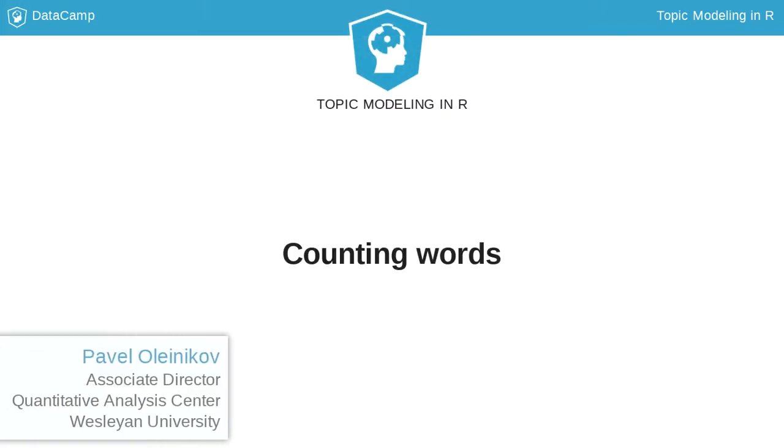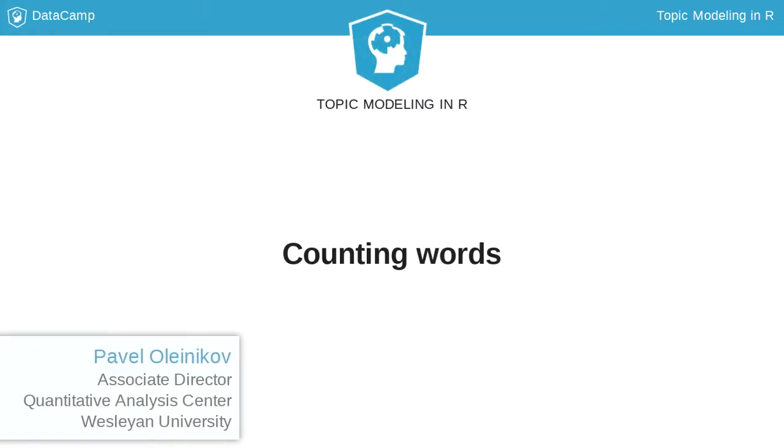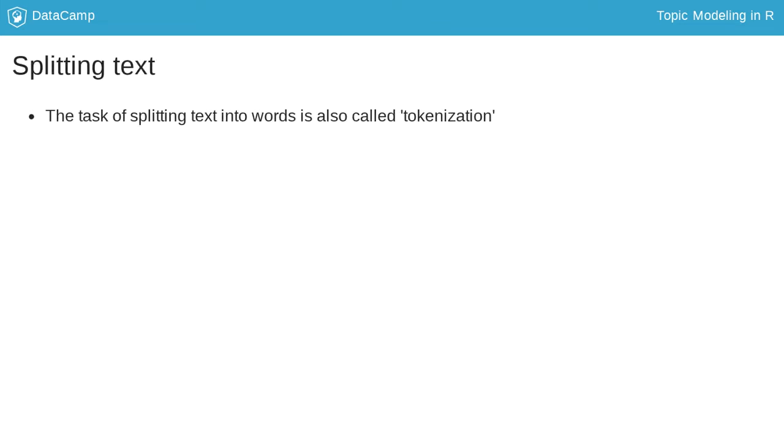In order to feed a topic model, we must prepare a document term matrix that will contain counts of word occurrences in documents. In this lesson, we will cover how to do it using packages tidytext and dplyr. In text processing, the process of splitting a text is referred to as tokenization. In our case, we will be splitting text into words, but in general, tokens can be a sequence of characters or a sequence of words.